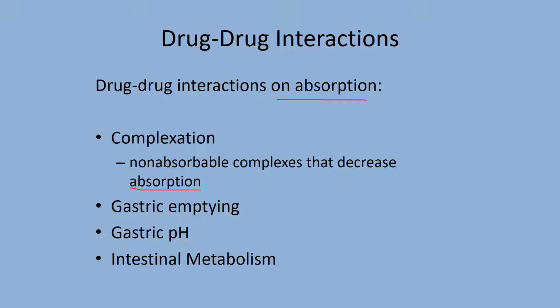Certain drugs will affect gastric emptying, pH, especially aspirin. It's an acid. So if you take aspirin with other drugs, it may affect its absorption. And intestinal metabolism. So we're talking here about the microbes in your gut. What drugs can affect those microbes will affect your ability to digest and absorb nutrients and drugs.